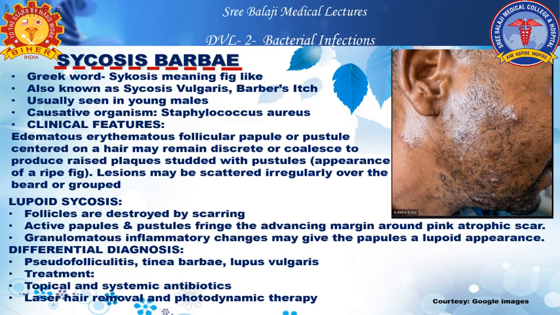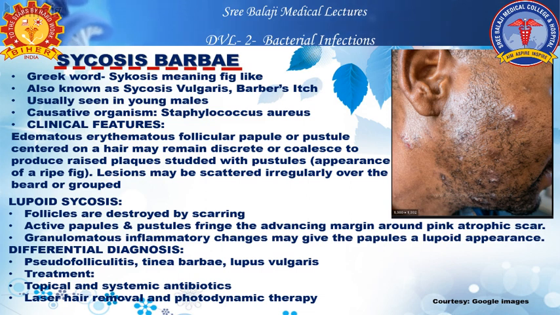The closest differential diagnosis for sycosis barbae is Tinea barbae. In the case of Tinea barbae, since it is caused by a dermatophyte, it is a plaque with a well-defined border. So that is always seen in the case of Tinea barbae.